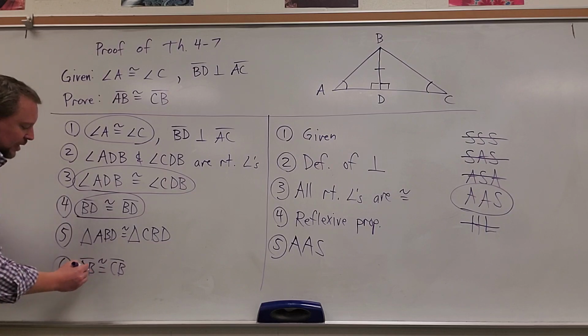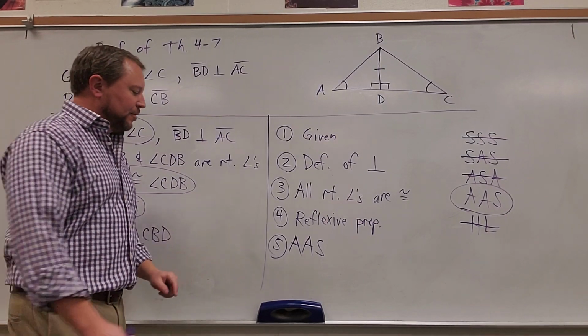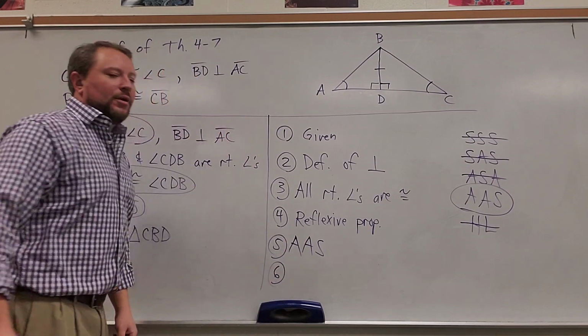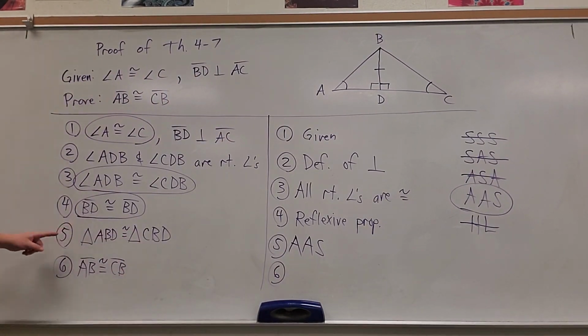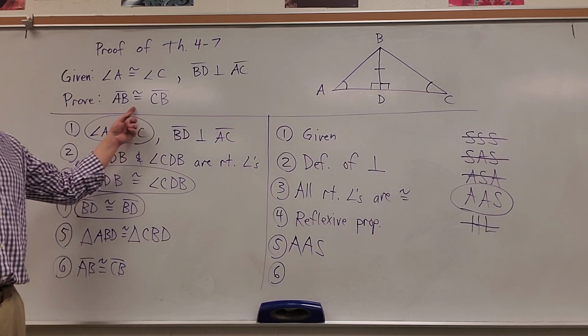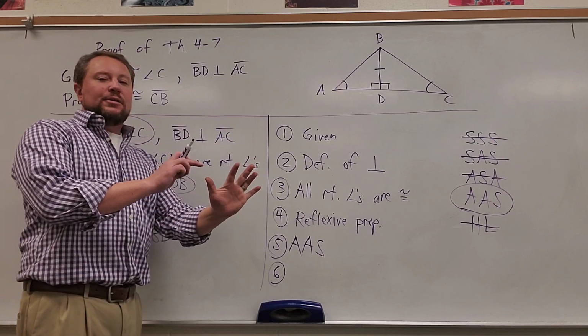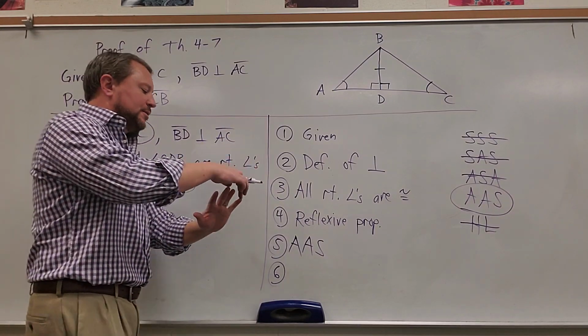So I state that AB and CB are congruent, and do you remember that reason? It's the reason that you can only use after you prove triangles congruent. You always use it to prove parts congruent in a proof. And it's got 5 letters. C, P, C, T, C.